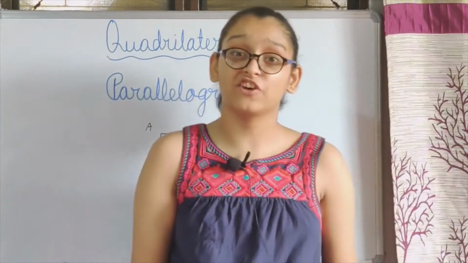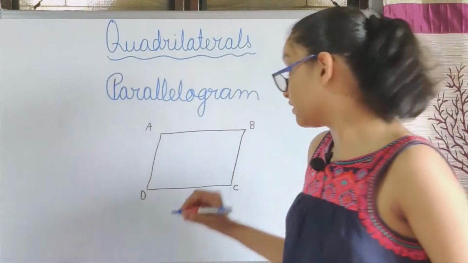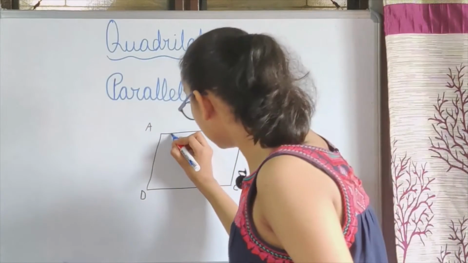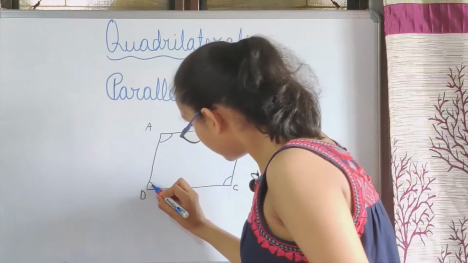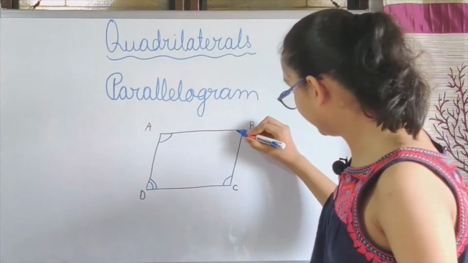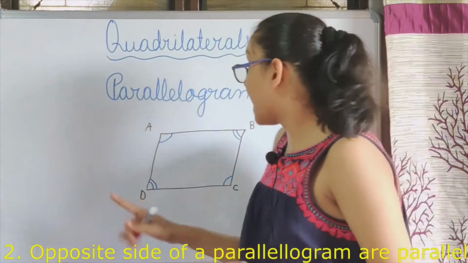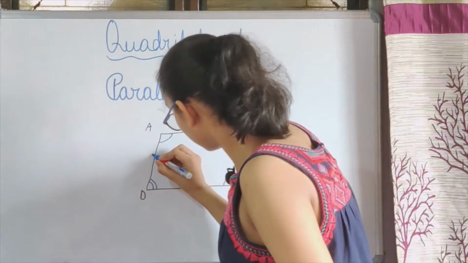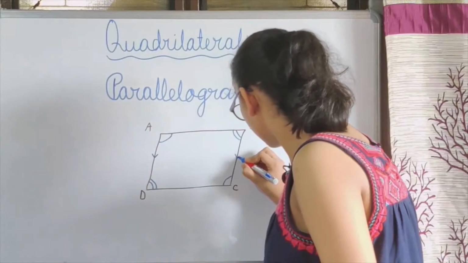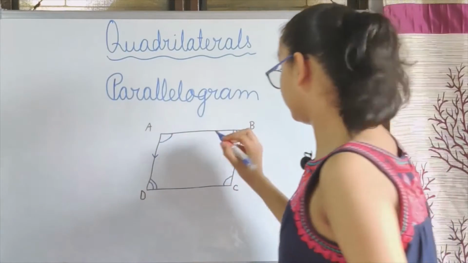So the first property of parallelogram is that opposite angles of a parallelogram are equal. This means that angle A is equal to angle C and angle D is equal to angle B. The second property of parallelogram says that side AD is parallel to side BC, and side AB is parallel to side DC.